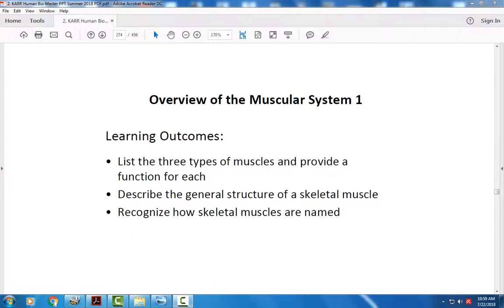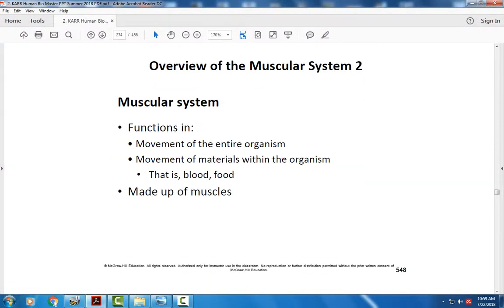This is a lecture video of the muscular system. We're going to look at the different types of muscle, talk about general structure of skeletal muscle, and then look at how our muscles are named. So moving on, looking at basic functions of the muscular system.